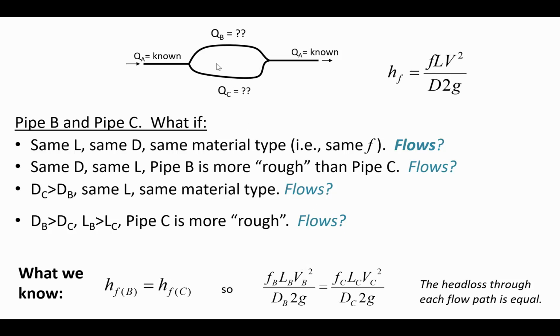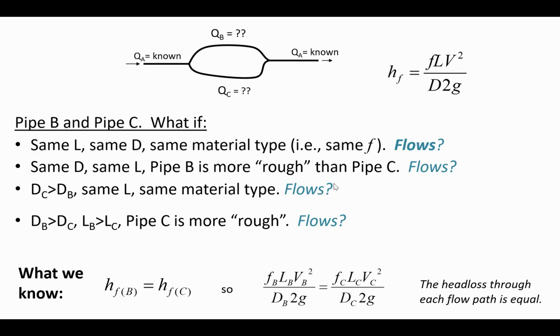Is that considering that they have equal Q? No, that's a good question, Gavin. This is true even if they have different flow rates going through each pipe. But what we combine this with is continuity at the junction. So we know that QB plus QC is equal to QA. So that's going to be kind of the other piece of the puzzle. So we don't assume that QB and QC are equal. In fact, it's going to be rare that the flow rates would be equal.